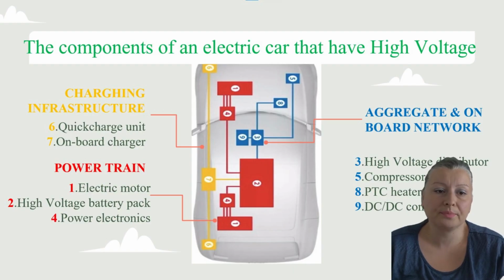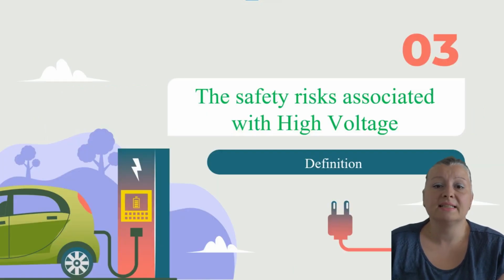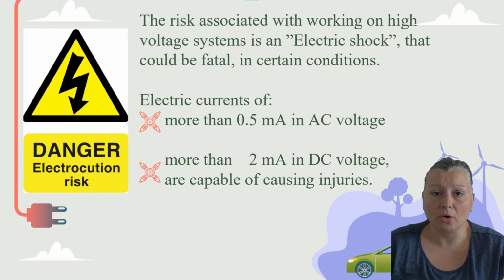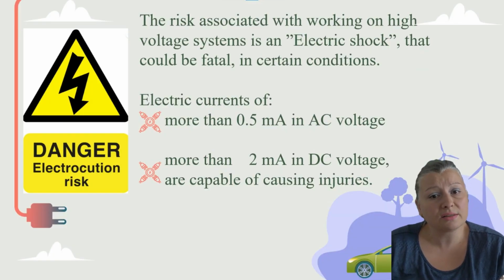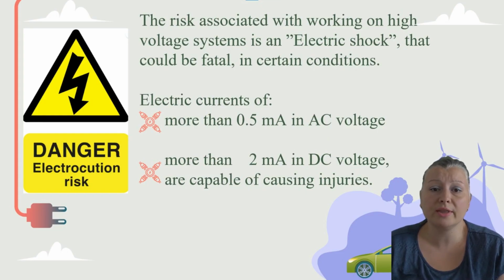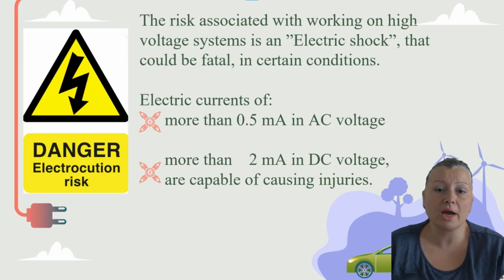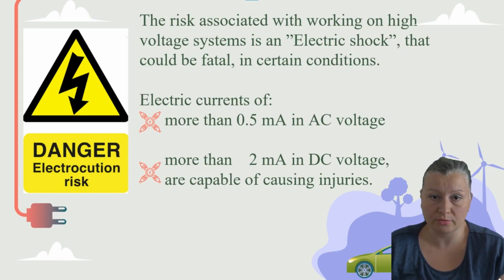Further, Unit 3. The safety risk associated with high voltage. The risk associated with working on high voltage system is an electric shock that could be fatal in certain conditions. So, electric currents of more than 0.5 milliamperes in AC voltage and more than 2 milliamperes in DC voltage are capable of causing injuries. So, you must be very careful.